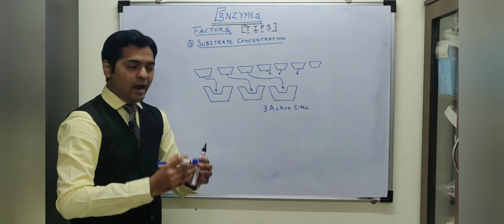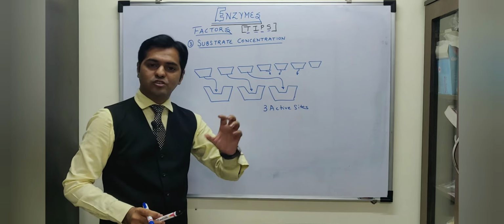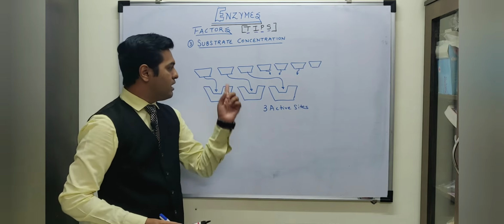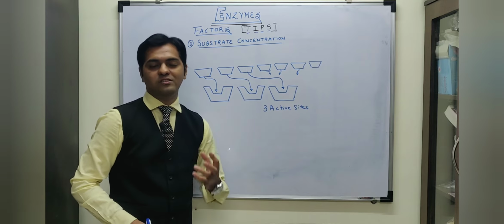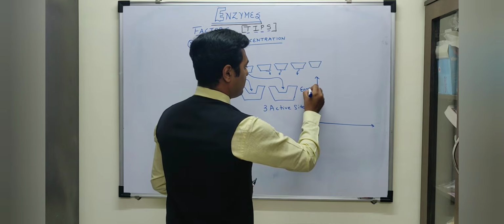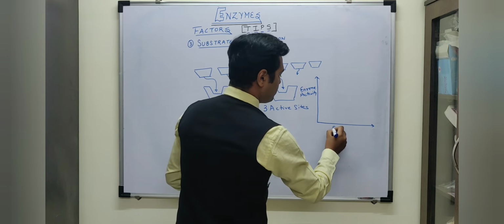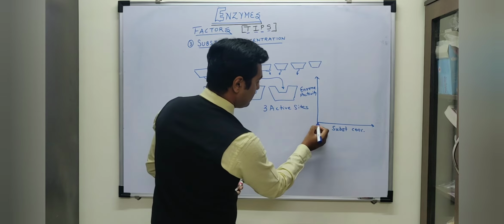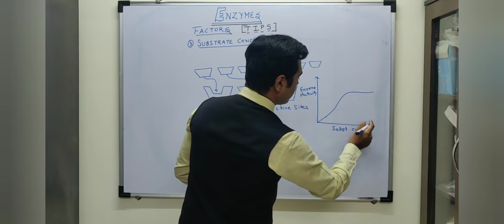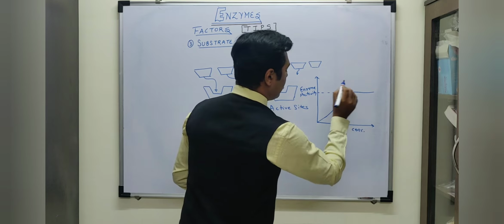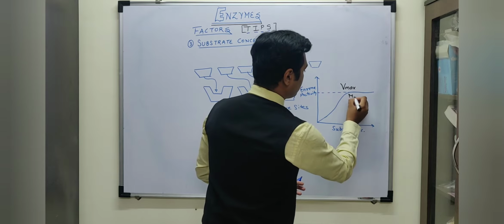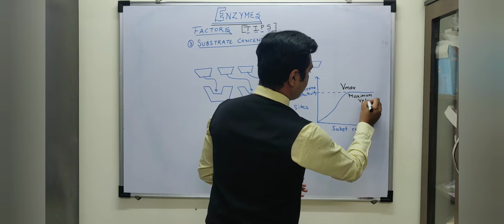So what we understand is, at a particular point, the rate of reaction reaches the maximum point, wherein all the active sites of the enzymes get saturated, and then increase in substrate concentration further does not increase the rate of reaction. So when we plot a graph representing the enzyme activity with the substrate concentration, as the substrate concentration increases, the enzyme activity also increases, but up to a particular point, after which the increase in substrate concentration does not increase the enzyme activity, and enzyme activity reaches the maximum point, which we call Vmax, that is also known as the maximum velocity of a reaction.